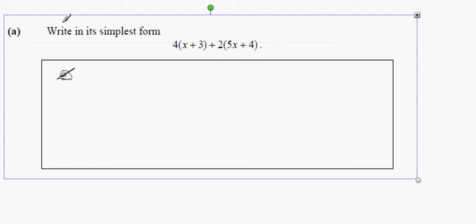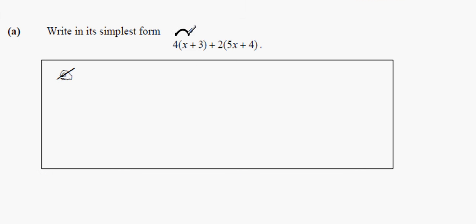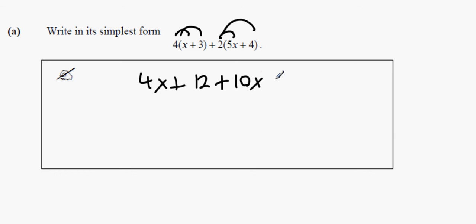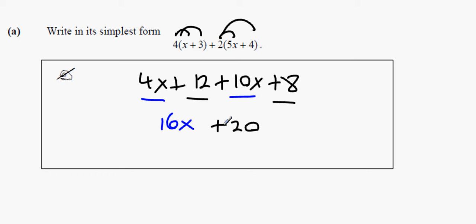Next question, we're going to try and write this out in its simplest form. To write it in its simplest form, you're just going to multiply it out. When you multiply it out, 4 times x is 4x, 4 times 3 is plus 12, 2 times 5x is 10x, 2 times 4 is 8. Underline what they have in common. The 4x and the 10x gives 16x. The 12 plus the 8 gives you 20. 16x plus 20.